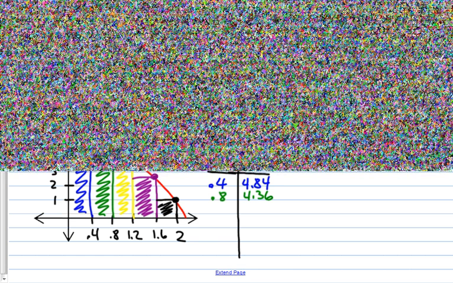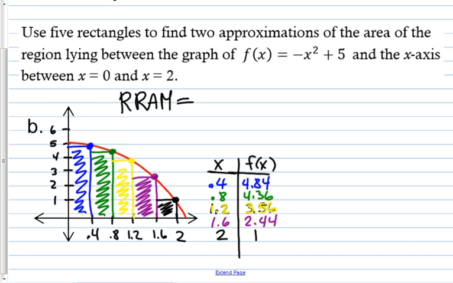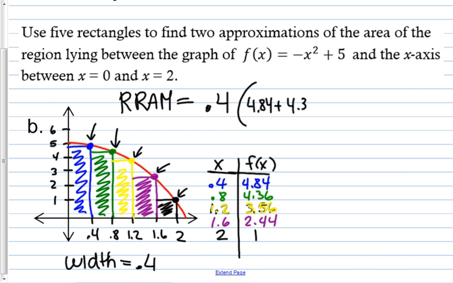So I want you to see, this time I'm using the point on the right. That's going to be my height. My widths are all the same. Again, the width is 0.4. So 0.4 times all of my heights. So 4.84 plus 4.36 plus 3.56 plus 2.44 plus 1. Now notice, this time around, I did not use the 0, 5. I didn't use this point right here. That's kind of big. That's why I didn't include it in my T-chart or my table.